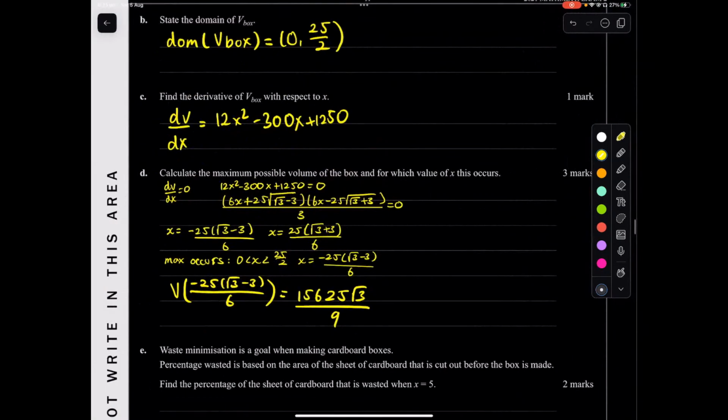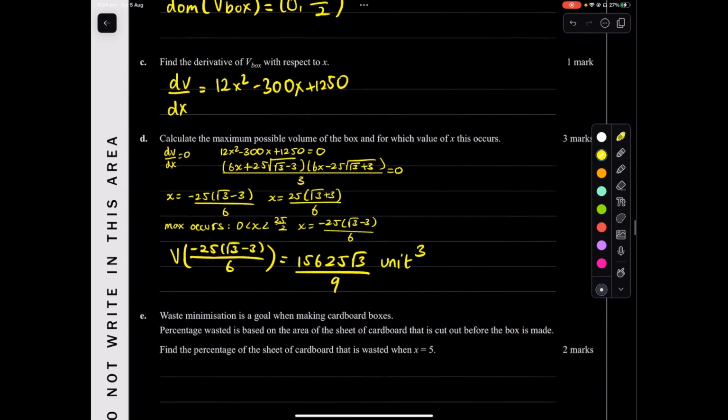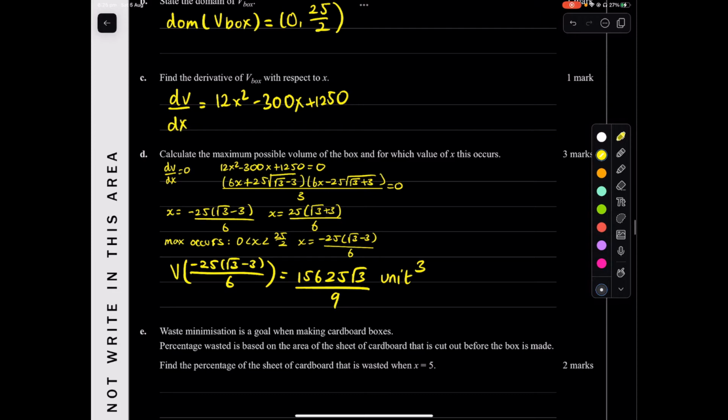All right, calculate the maximum possible volume. So this is units cubed. That's it. Is that right? Yeah, it looks right. Calculate the maximum possible volume of the box, and for which value of x it occurs.